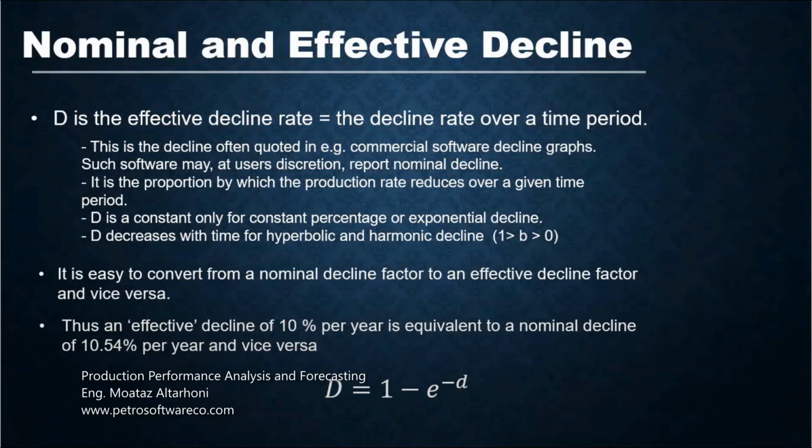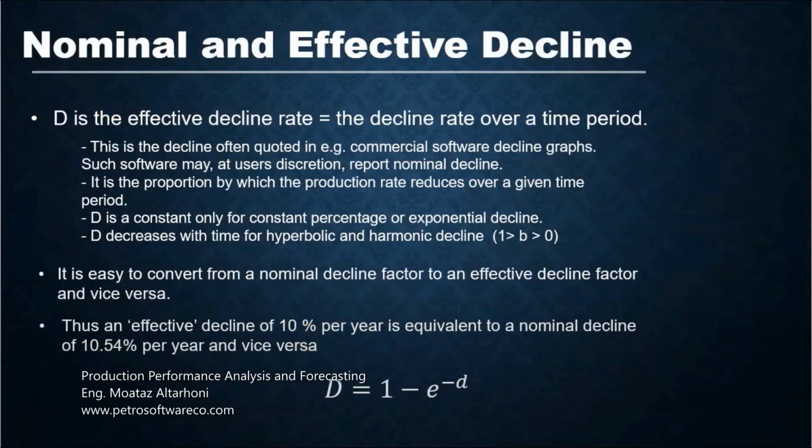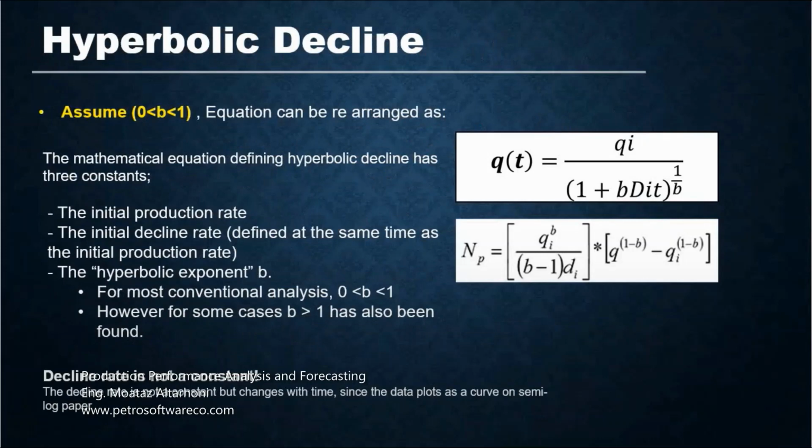An effective decline of 10% per year is equivalent to a nominal decline of 10.54 per year. That's the formula for this method. We can convert it to nominal, or we can use it for effective. And there is the percentage of 10% per year equivalent to these values.